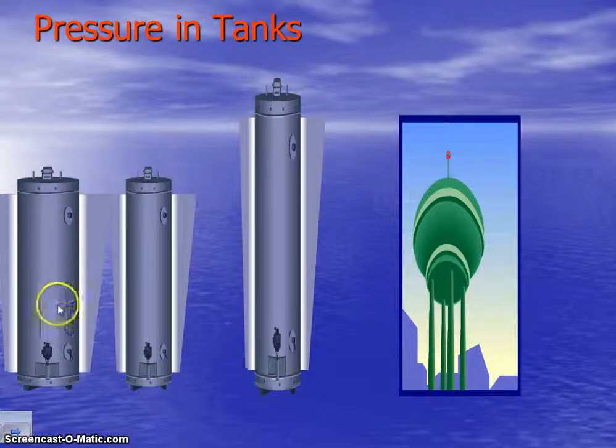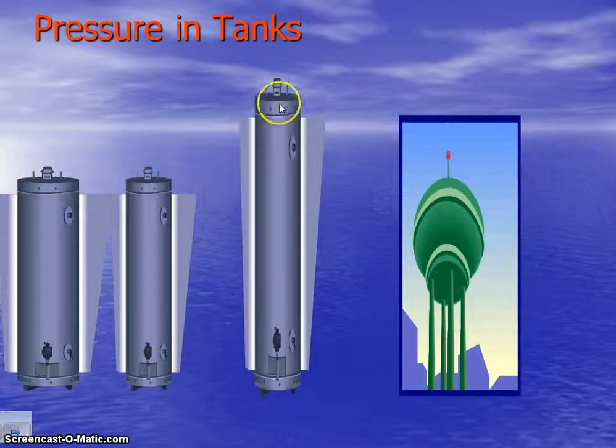Diameter or volume does not change how much pressure you have at the bottom. What matters is how tall that column of water is. So it's this here. Same thing with this. It is the height, so they're actually going to be the same. That one holds more water, but it has the same pressure at the bottom because the column is the same.